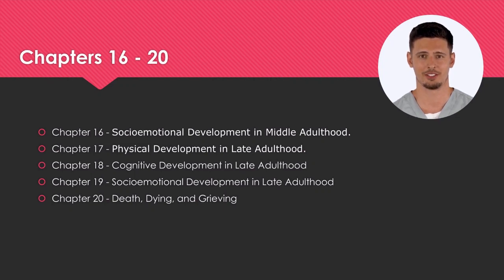Finally, Chapter 20 covers death, dying, and grieving. We will discuss the psychological and social aspects of death and dying, including grief and mourning, and examine the cultural and spiritual factors that influence how individuals experience and cope with the end of life.